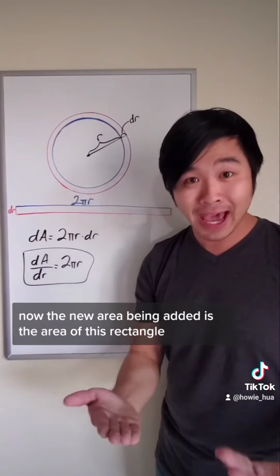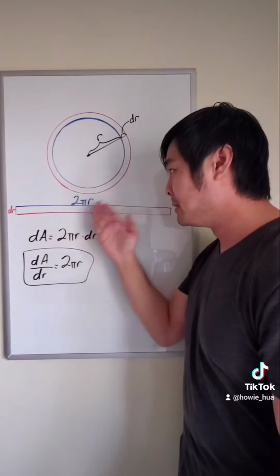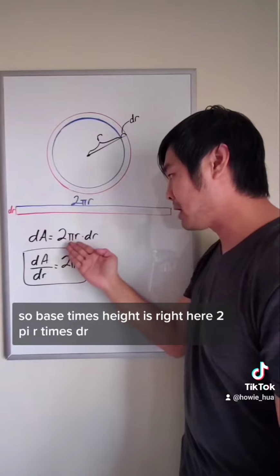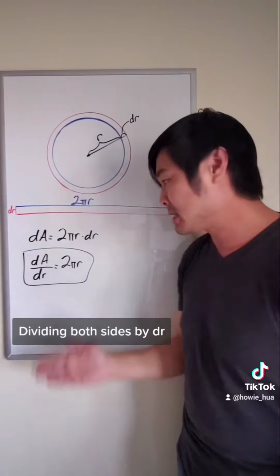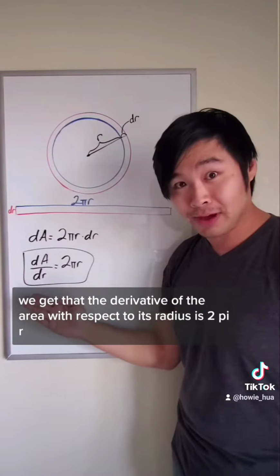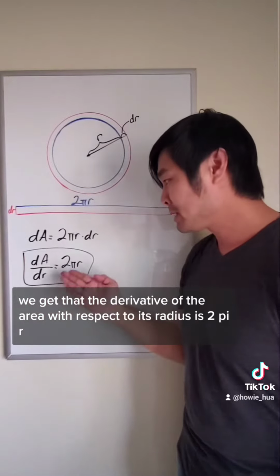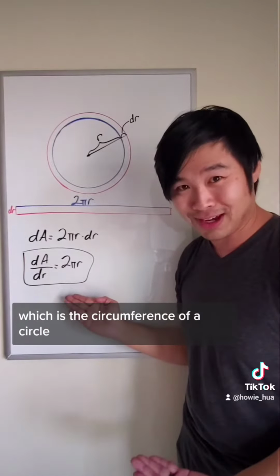Now the new area being added is the area of this rectangle. So base times height is right here, 2 pi r times dr. Dividing both sides by dr, we get that the derivative of the area with respect to its radius is 2 pi r, which is the circumference of a circle.